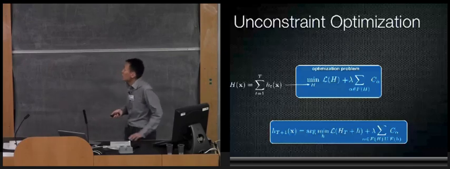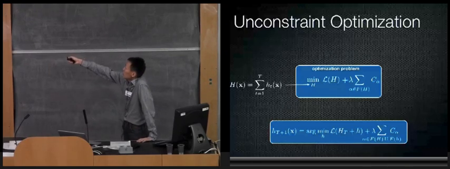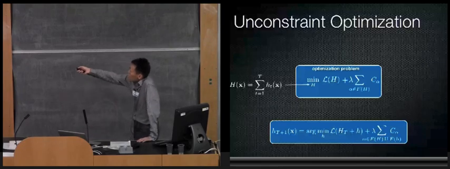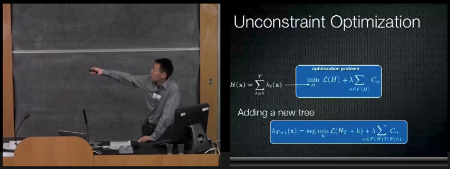Then at each iteration, we minimize this loss function. We want to find a new tree that not only minimizes the loss, but also minimizes the feature extraction cost introduced by this new tree.